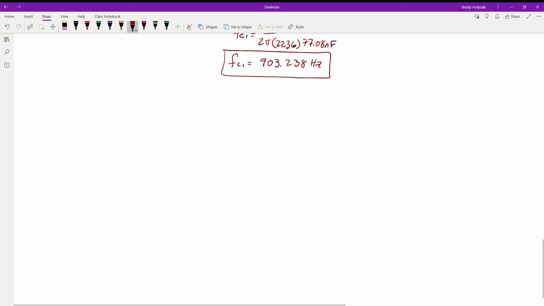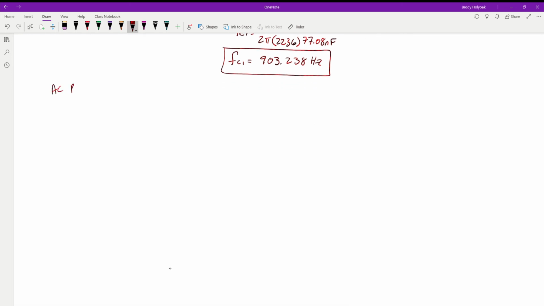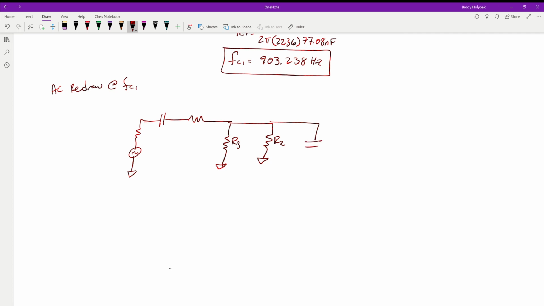So we come back. This is going to be our AC redraw at critical frequency 1. So we have our Rgen and our generator going to ground. We have capacitor 1, R1, and then that's connected to R3 to ground. And then this is connected to R2 and our capacitor. So we're just doing the AC portion. We're ignoring the DC generator. It's shorted to ground. Remember our superposition. We're looking at one generator at a time.